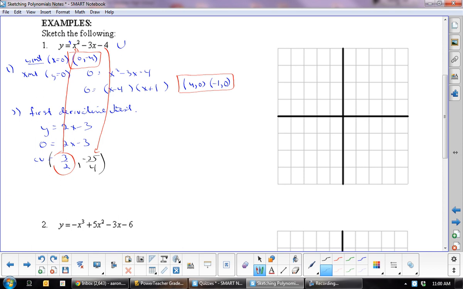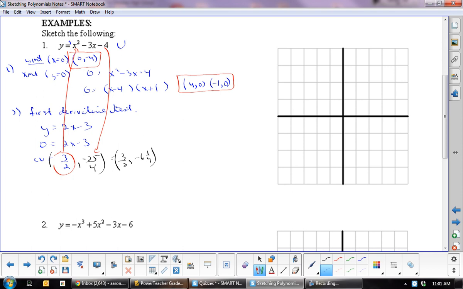Okay, and that's the same thing as 3/2, comma, -6 1/4. So that is what you would get if you did completing the square. You would get that vertex. And you know it's going up, so you know it's going to be a minimum, right? So this is way faster than completing the square. So, yep.